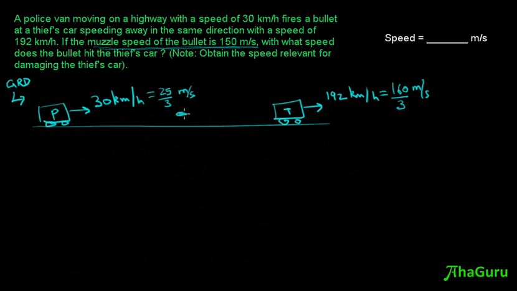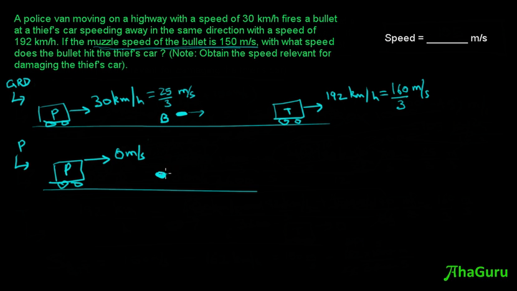So suppose I draw the bullet here. I can't say that its velocity here is 150 meters per second because this is the ground frame's diagram and this speed is as seen by somebody in the police car, and so I should draw the second diagram, which is the police car's diagram. And in this diagram obviously the police car has a velocity 0 and here the bullet has a velocity of 150 meters per second. This is as seen by somebody in the police car.